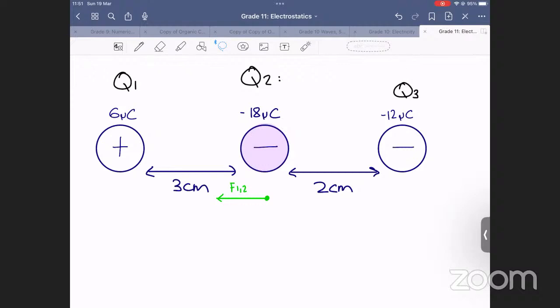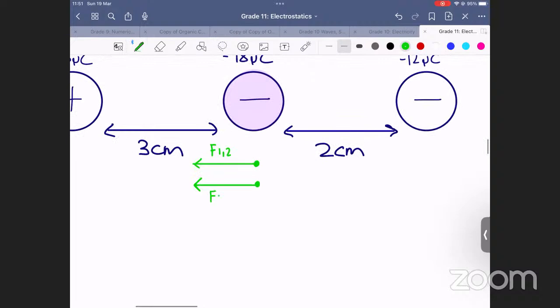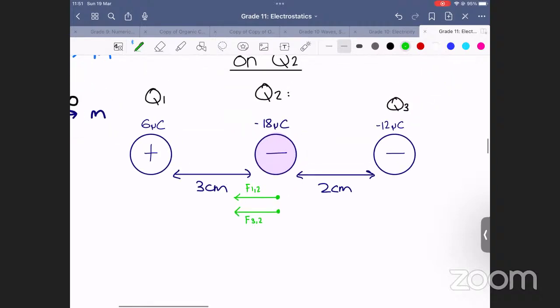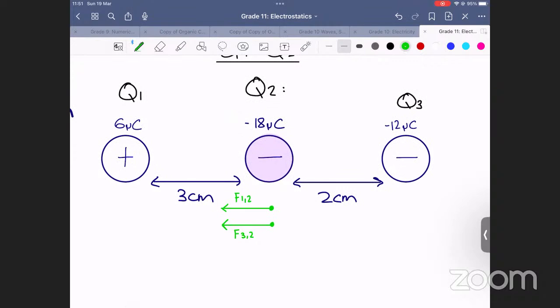Why? Because we can ask ourselves the question, in which direction is Q2 going to move because of the presence of Q3? If we just ignore the rest for now, in which direction is Q2 going to move because of the presence of Q3? Q3 pushes Q2 away, so the direction that it's going to move is to the left as well, because of Q3. We call this F by 3 on 2, the force that 3 exerts on 2. I hope you understand why it's left now, because it's a repulsive force.